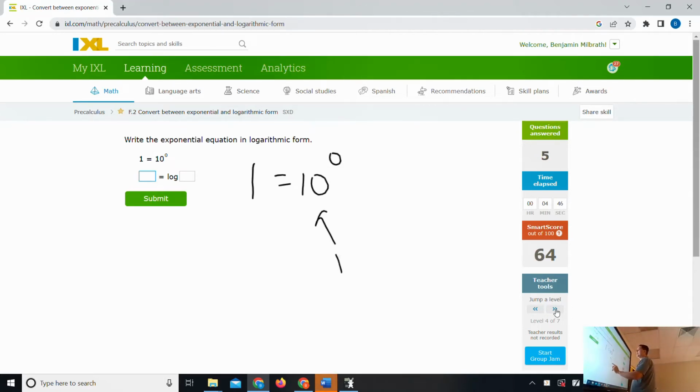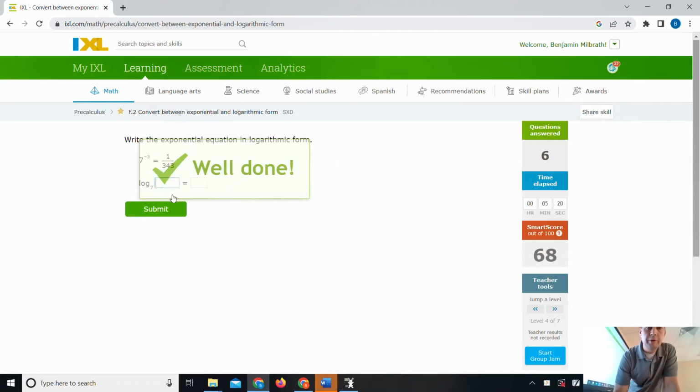But bases have exponents. The number of kids I see that cannot identify a base is beyond ridiculous. Hopefully you're not one of those kids. But bases have exponents. So I have identified my parts. Remember, log is bay. They got this a little out of order here. But the E would go here. This is a base 10, so 10s are understood. Where my cursor is, there's an understood 10. Missing that 1. Well done, Milbrath.